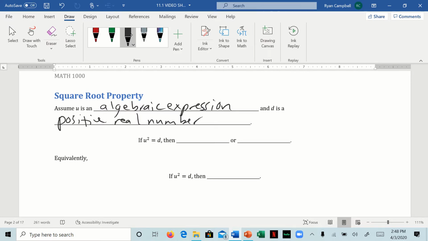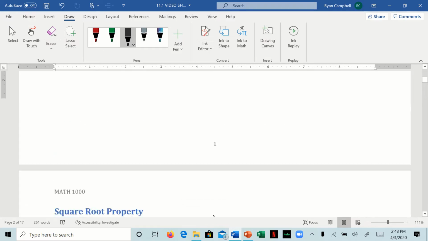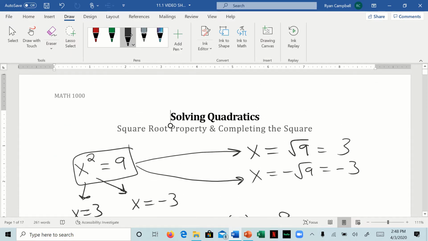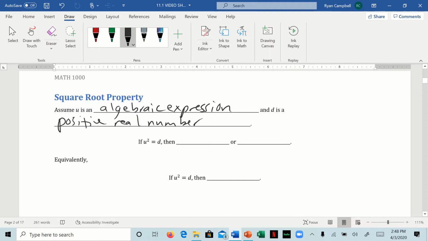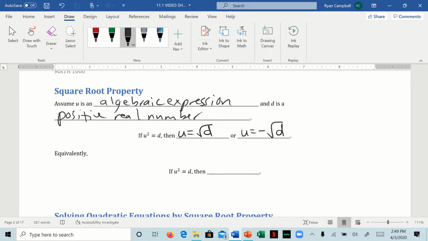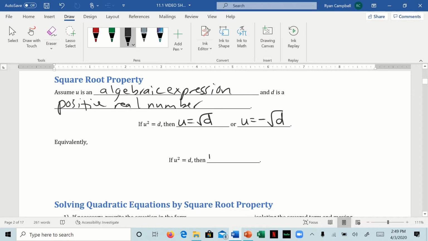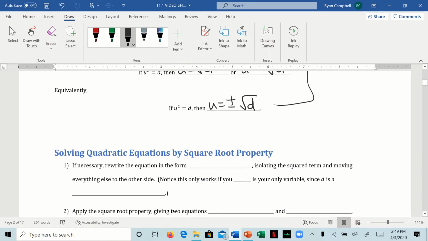Then if u squared equals d, right? So if we go back and see if x squared equals 9, we could say x equals square root of 9 or x equals negative square root of 9. So using our same logic, if u squared is d, then u is the square root of d, or u is the negative square root of d. So another way we could write this is that u is plus or minus the square root of d. So it would be positive square root of d, or negative square root of d. So whichever way you like to write it, you can write it that way. No problem at all. So that's the square root property.